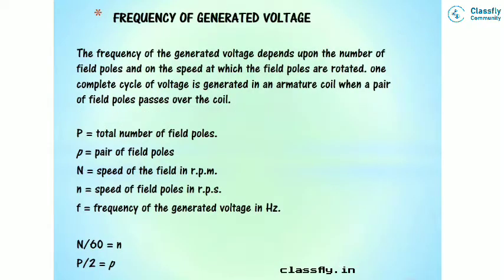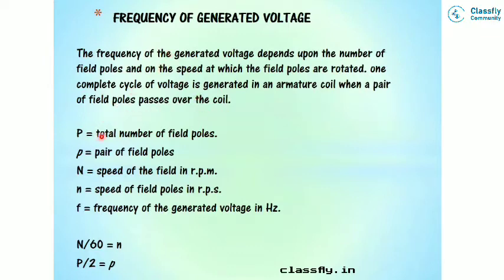Now we will learn about the frequency of a generated voltage or EMF. The frequency of a generated voltage depends upon the number of field poles and the speed at which these field poles move, or you can say rotate. One complete cycle of voltage is generated in an armature coil when a pair of field poles passes over the coil.